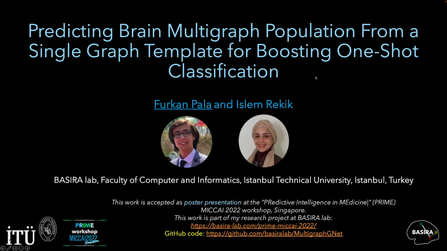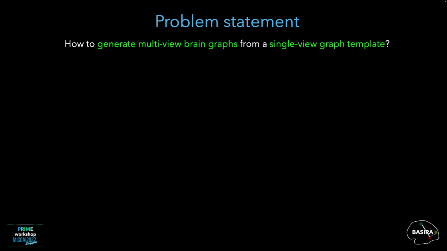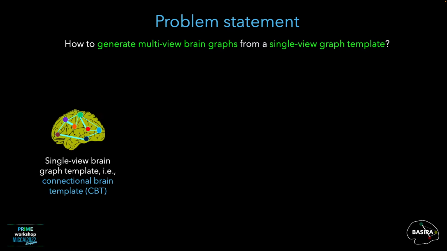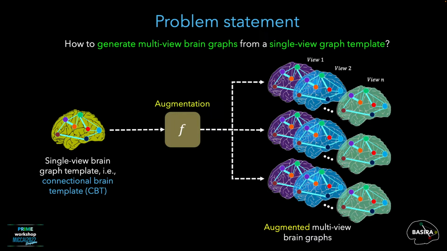Hi everyone, today I am presenting my work on predicting brain multigraph population from a single graph template for boosting one-shot classification. This work has been done at Basira Lab by myself and supervised by Dr. Islem Rekik. The problem we want to solve is how to generate multi-view brain graphs from a single-view graph template. More precisely, we want to augment new brain multigraphs using only a single-view connectional brain template, namely a CBT.